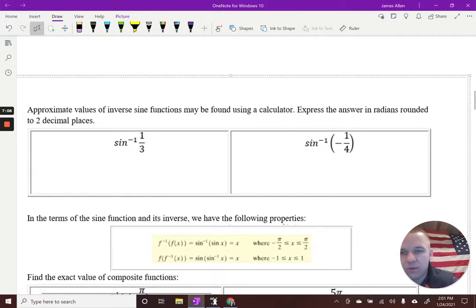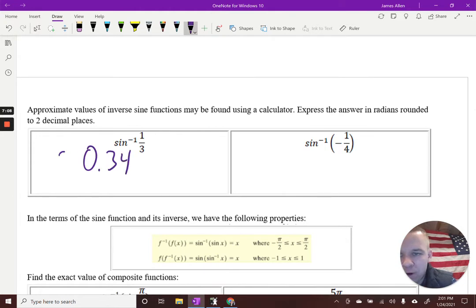So 0.34 was my rough radian measure. And if I plug in for this one as well, you want to try that on your own. Second sine, and then negative 0.25 or negative 1/4. My radians will be negative 0.25 rounded.